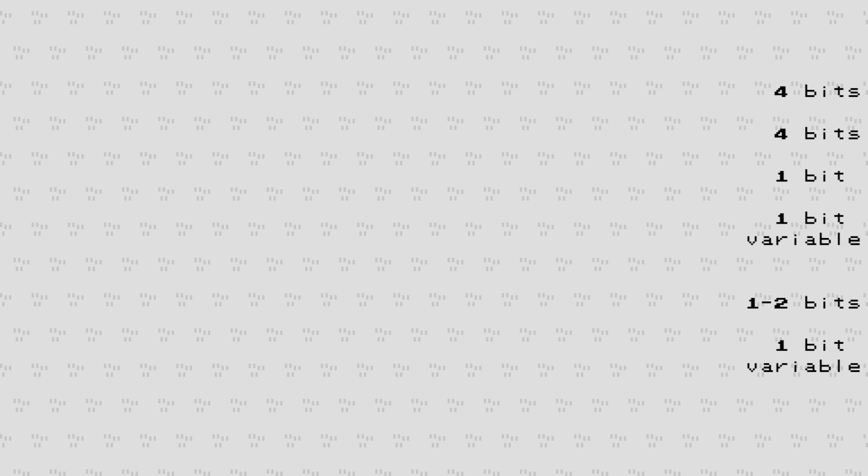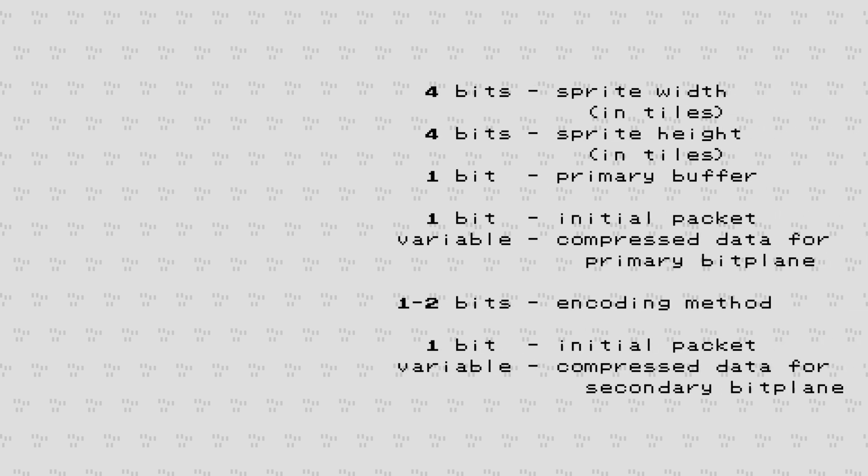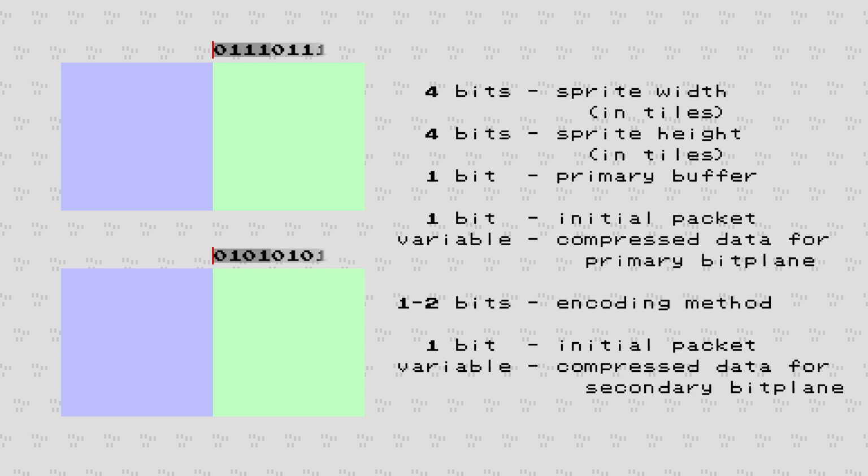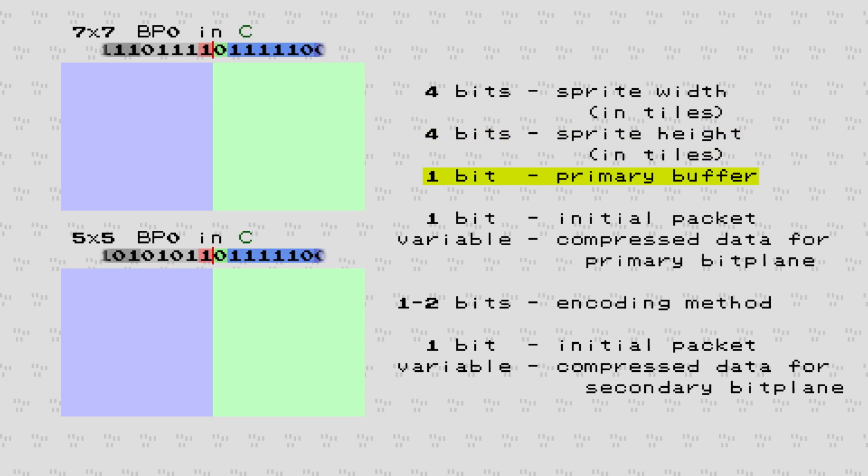Finally, let's combine everything together and look at the overall picture about how a sprite was decompressed and decoded. On the top here will be a 7x7 sprite, and down here will be a 5x5 sprite. The 5x5 sprite provides a better general case where there will need to be white space inserted around the sprite, but the 7x7 sprite will be more intuitive to follow along with. First, 4 bits are read to determine the sprite's width in tiles. Then 4 more bits are read to determine the sprite's height in tiles. 1 more bit is read to know which buffer to use first.